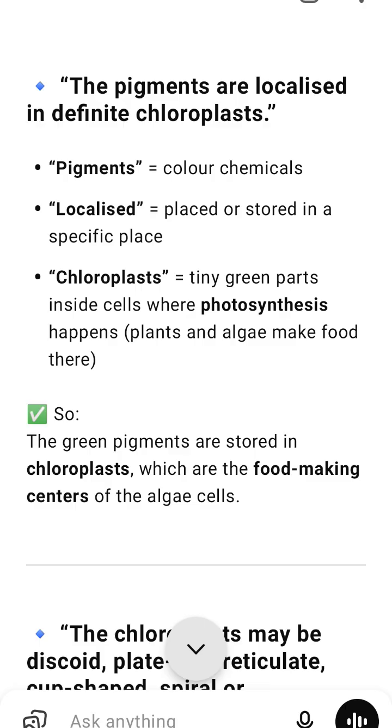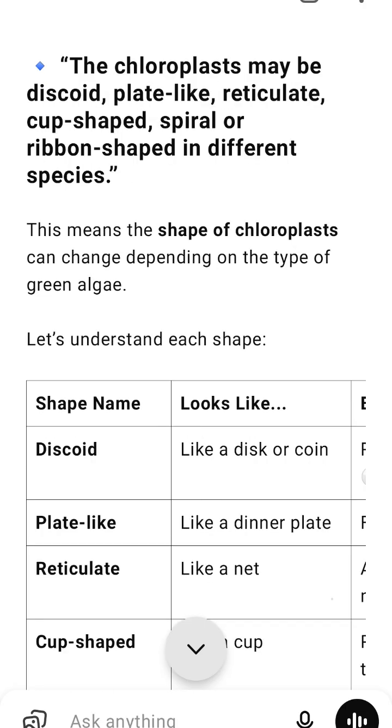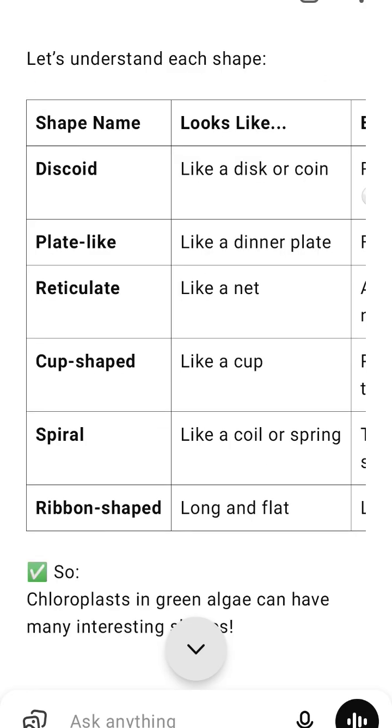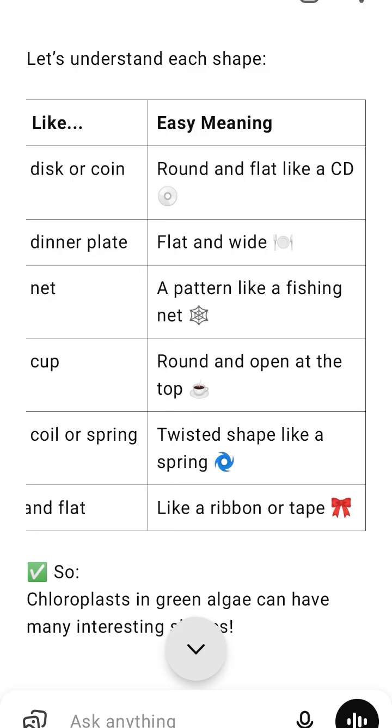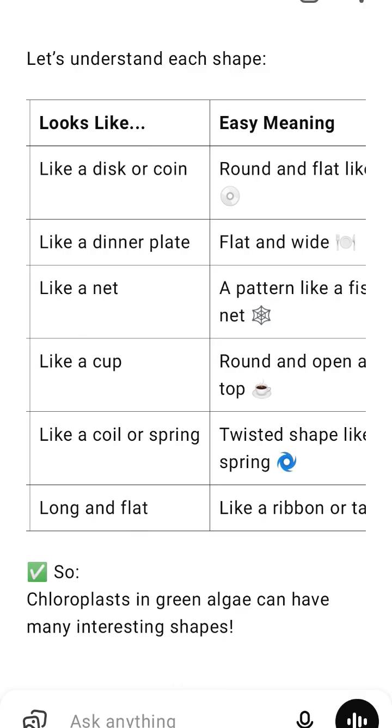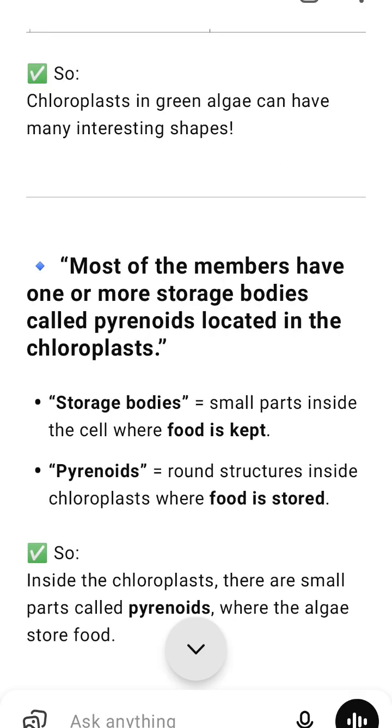What do they look like? Green algae come in different shapes and body types. Unicellular, just one cell, like Chlamydomonas. Colonial, many cells living together, like Volvox. Filamentous, long threads made of many cells, like Ulothrix and Spirogyra. Their color is usually grass green. 3. Inside the cells. Their green pigment is stored in special parts called chloroplasts.